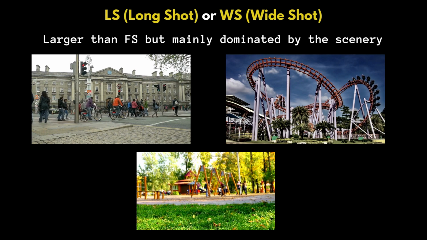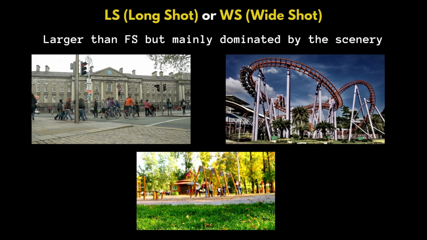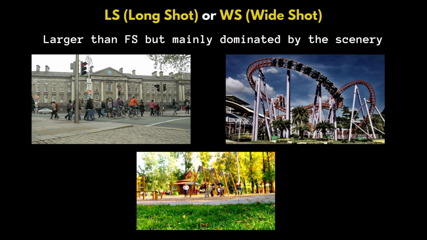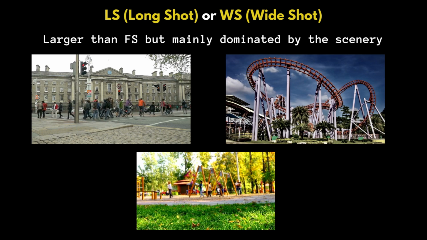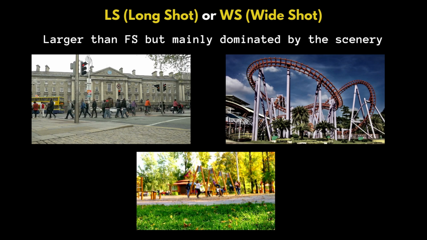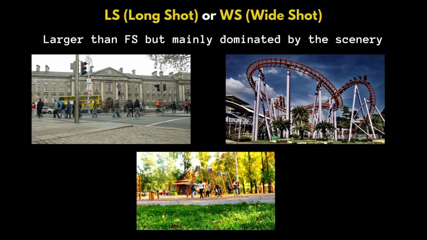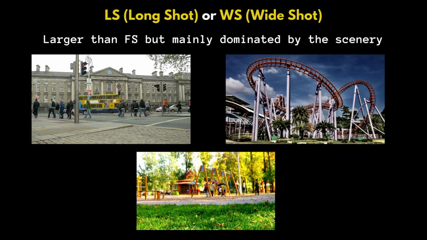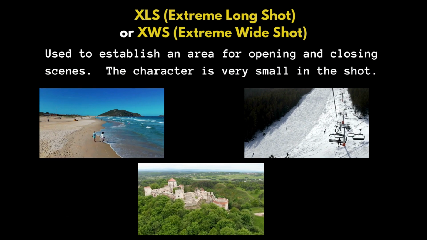So the next size up would be a long shot, or also called a wide shot. Now, this shot is wide enough to dominate the scenery, and people are small in the frame. It gives a sense of scale. So it lets the people watching see the relative size of the characters and the objects and compare them to the scenery around them. Then finally, we have an extreme long shot or an extreme wide shot.